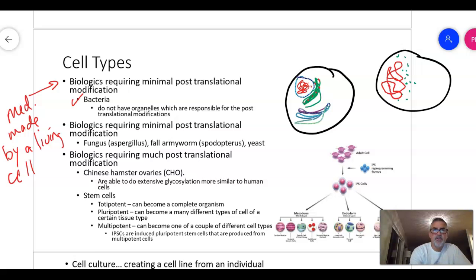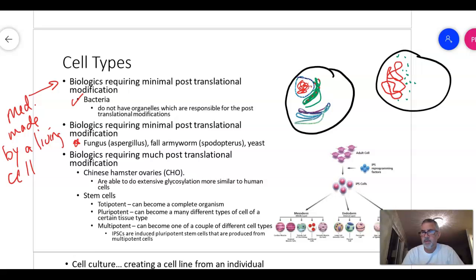Right? Biologics requiring minimal modification still, I can use fungus. Right? Aspergillus is black bread mold. We use it to make a lot of detergents. So the folding has to be a little better, but it doesn't have to be great. Right? I can use an armyworm. And those cells you can buy in culture, and they'll make a little more modification, a little more folding. Remember, the folding of the conformation gives function.